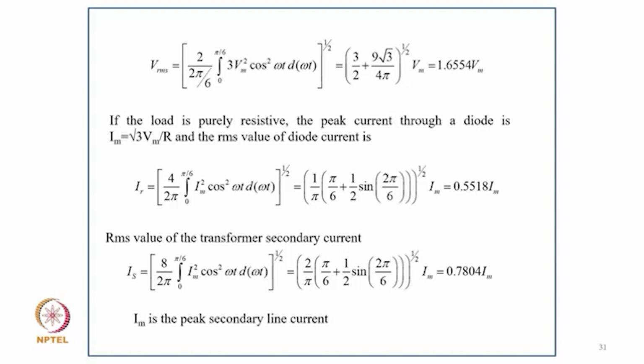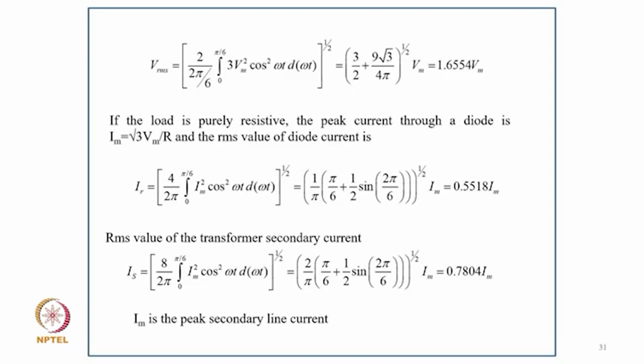So if the load is purely resistive, the peak current through a diode is Im equal to root 3 Vm upon R, and the RMS value of that current is IR equal to (4 upon 2 pi ∫ from 0 to pi by 6 Im square cos square omega t d omega t) to power half, equal to (1 upon pi (pi by 6 plus half sin 2 pi by 6)) to power half into Im, and that becomes 0.5518 Im.